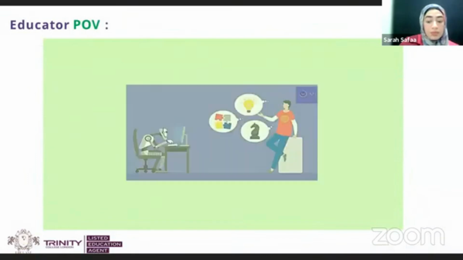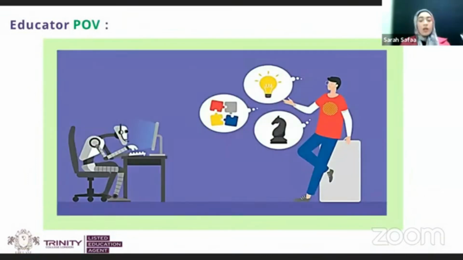So before knowing more about our students, what can you see in this picture? Can anyone share with me any buzzwords that popped into your mind when you see this picture? Can anyone participate? Shall I go on? Okay.